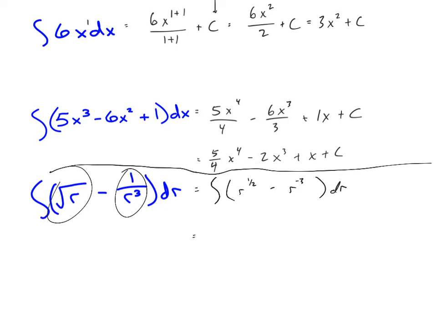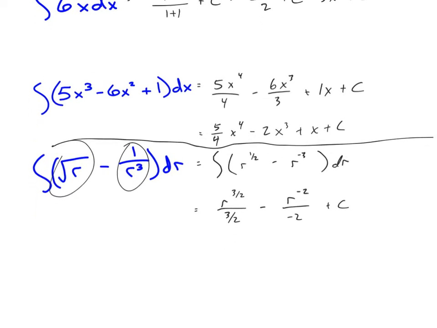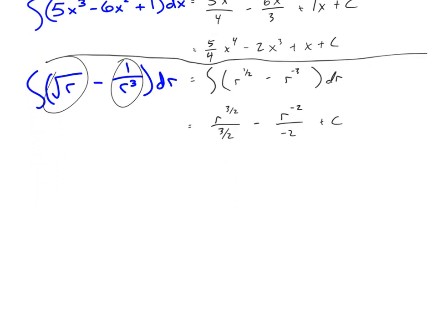All right, now you can check this in your calculator if you want to. 1/2 plus 1 is 3/2 over 3/2. And then minus r to the negative. Make sure you add 1. Negative 3 add 1 is negative 2 over negative 2 plus c. All right, so we're going to clean this up. Maybe I'll start with the second term. That becomes minus negative. That becomes plus r to the negative 2 over 2 plus c.